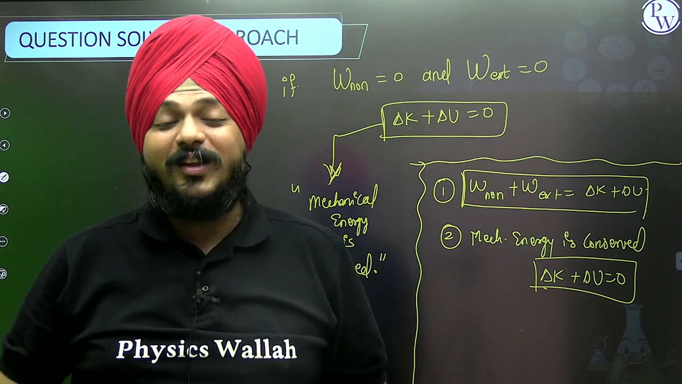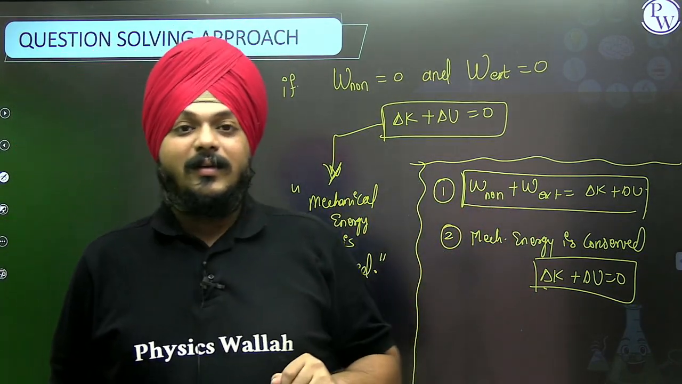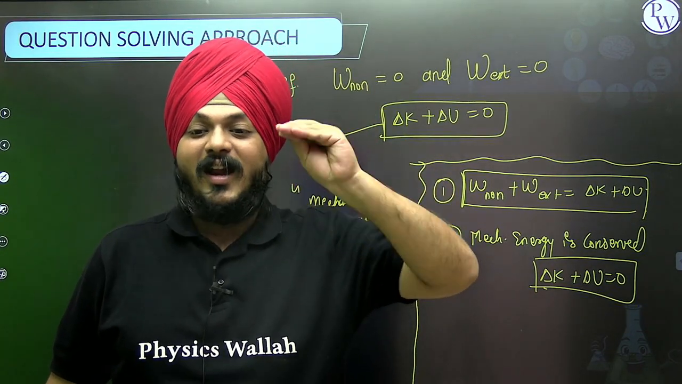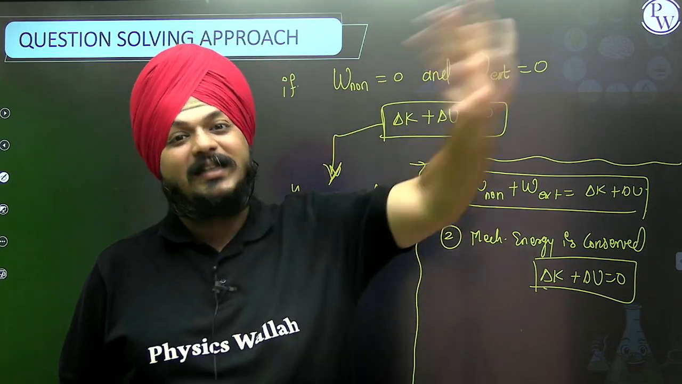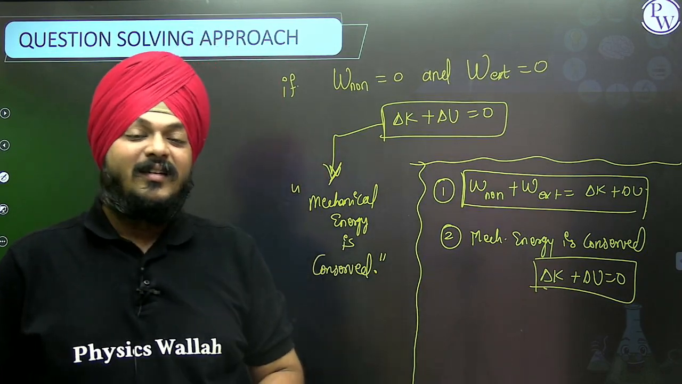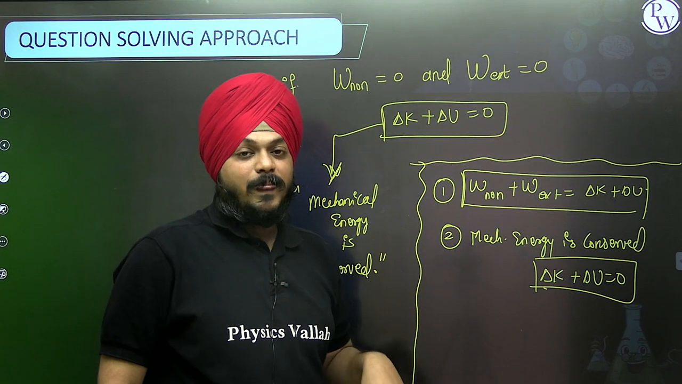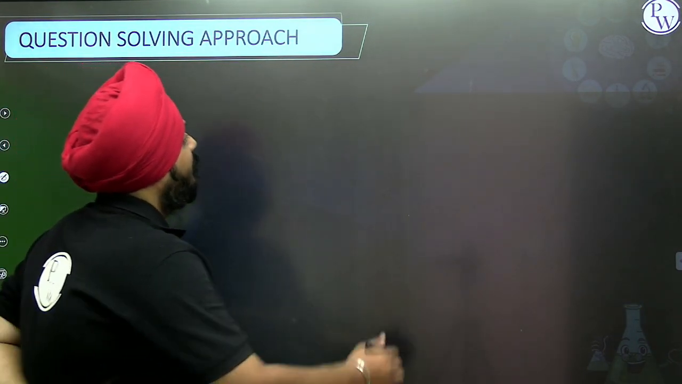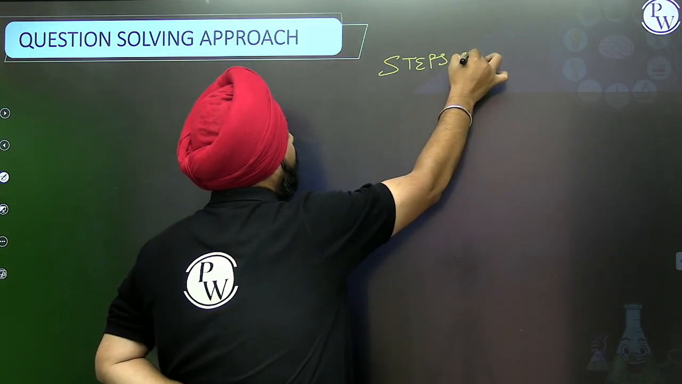So where do we use the first equation and where do we use the second? We have a generalized 3 to 4 steps to apply the work energy theorem, and they are applicable to the maximum number of cases. Do you remember this formula, yes or no? It's a very simple thing. Let's see the steps to apply the work energy theorem.